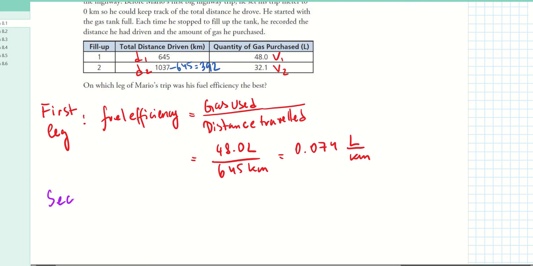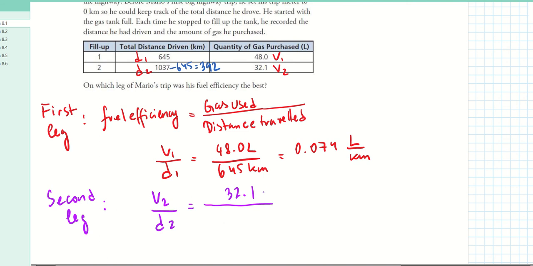So for the second leg, we're going to do the same thing when I calculate the fuel efficiency, which is going to be the gas used over the distance traveled. So this was our V1 over D1. Now we're going to look at V2 over D2. So our second volume of gas is 32.1 liters, and the distance was 392 kilometers. Now, in this case, this equals 0.081 liters per kilometer.